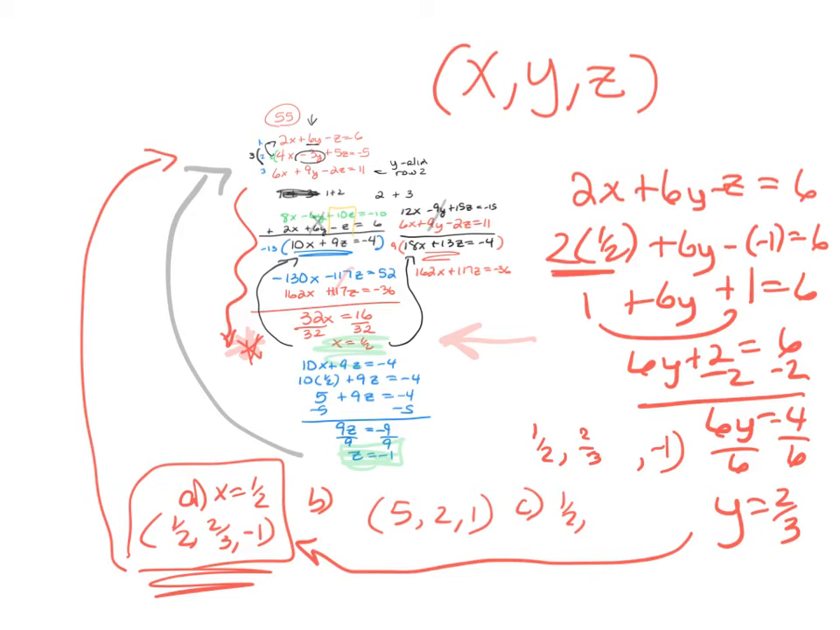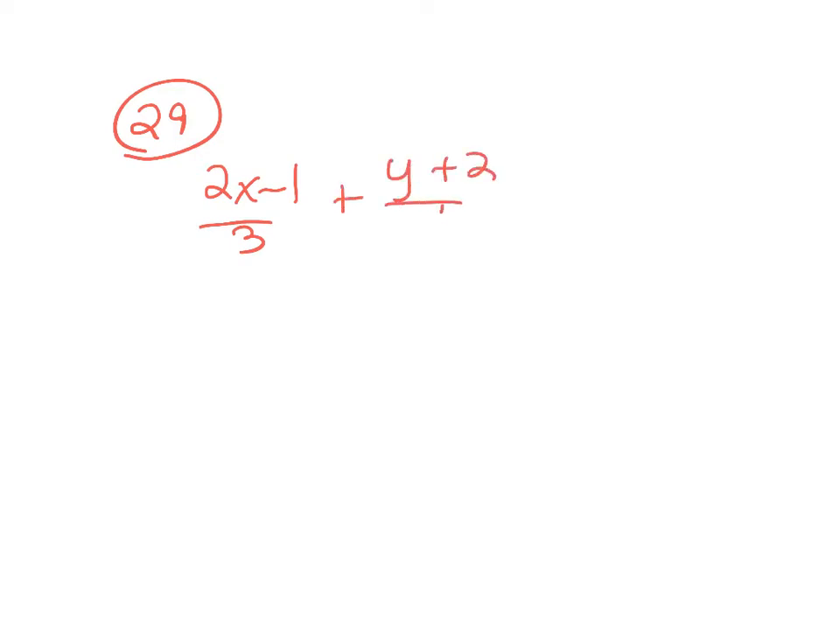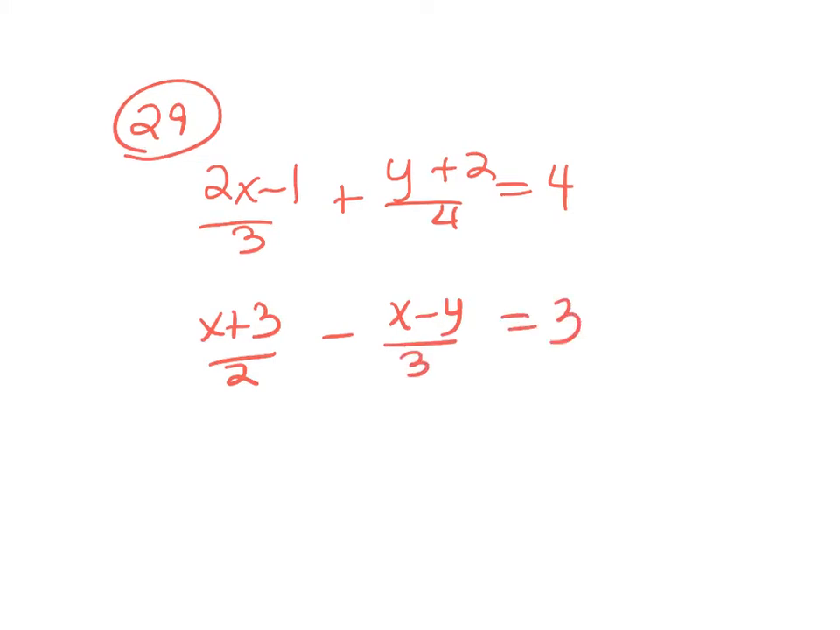Number 29. Is that the fraction? Yes. Okay, let me do number 29 from 9-1 because you will have a question like this where you have to work with a fraction. So I have (2x minus 1) over 3 plus (y plus 2) over 4 equals 4. And then (x plus 3) over 2, minus (x minus y) over 3 equals 3.